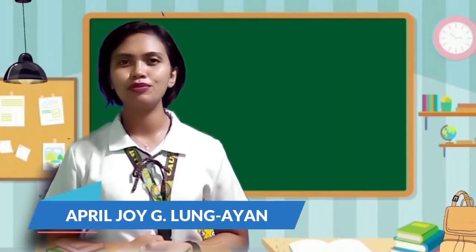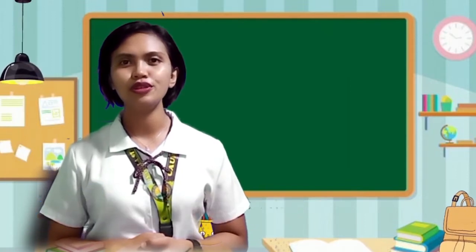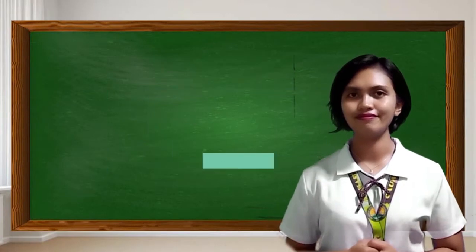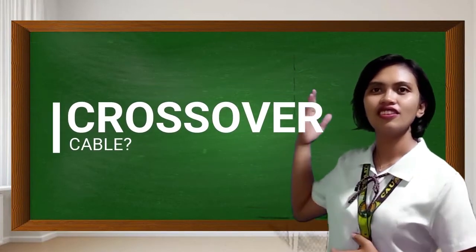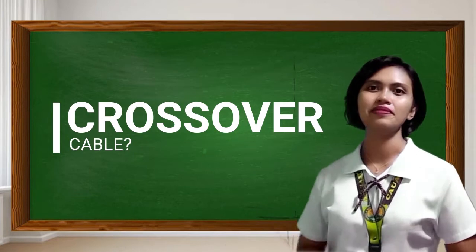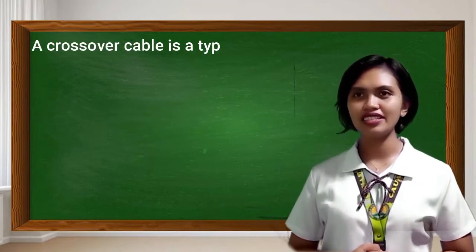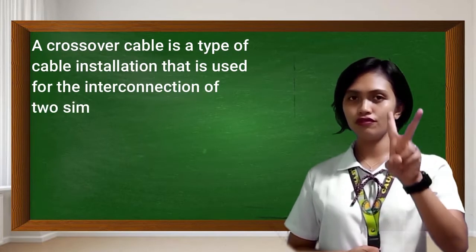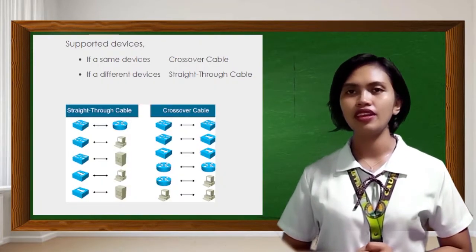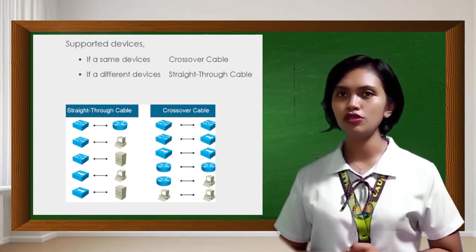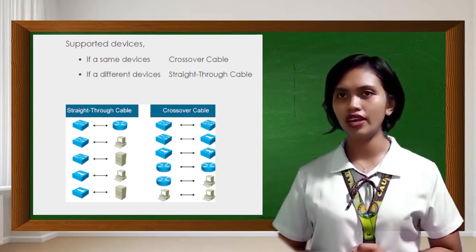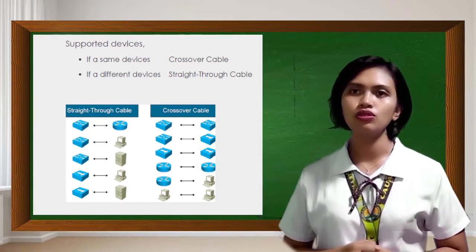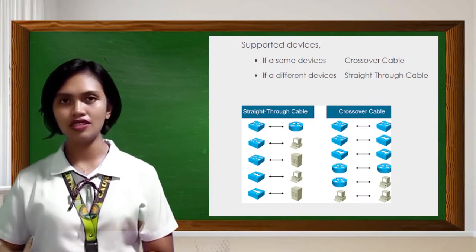I am the representative of our group to present to you our topic, the crossover cable. What does crossover cable mean? A crossover cable is a type of cable installation that is used for the interconnection of two similar devices. It is enabled by reversing the transmission and receiving pins at both ends, so that output from one computer becomes input to the other and vice versa.